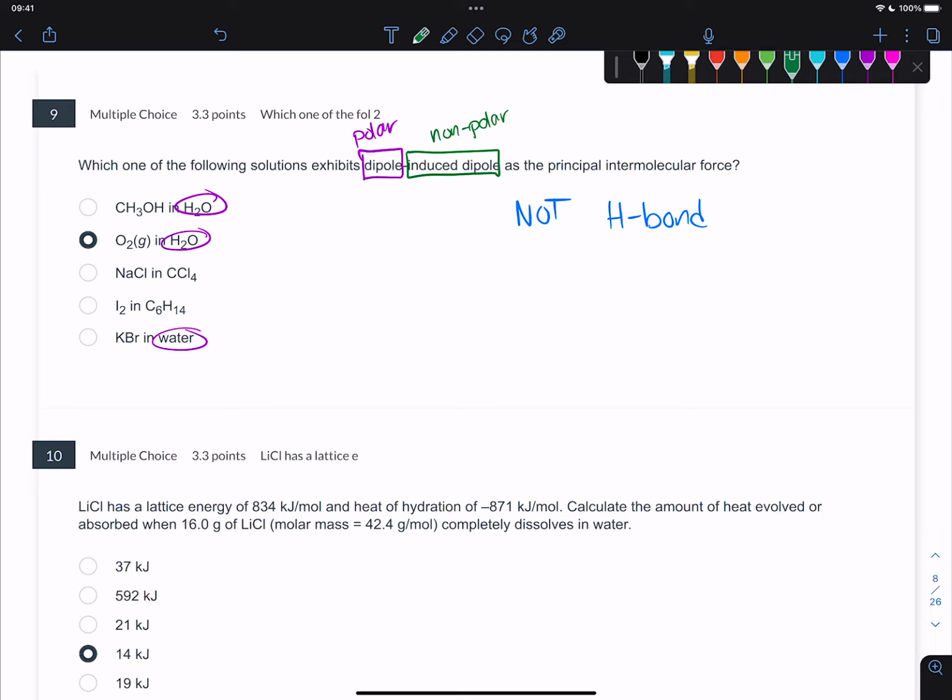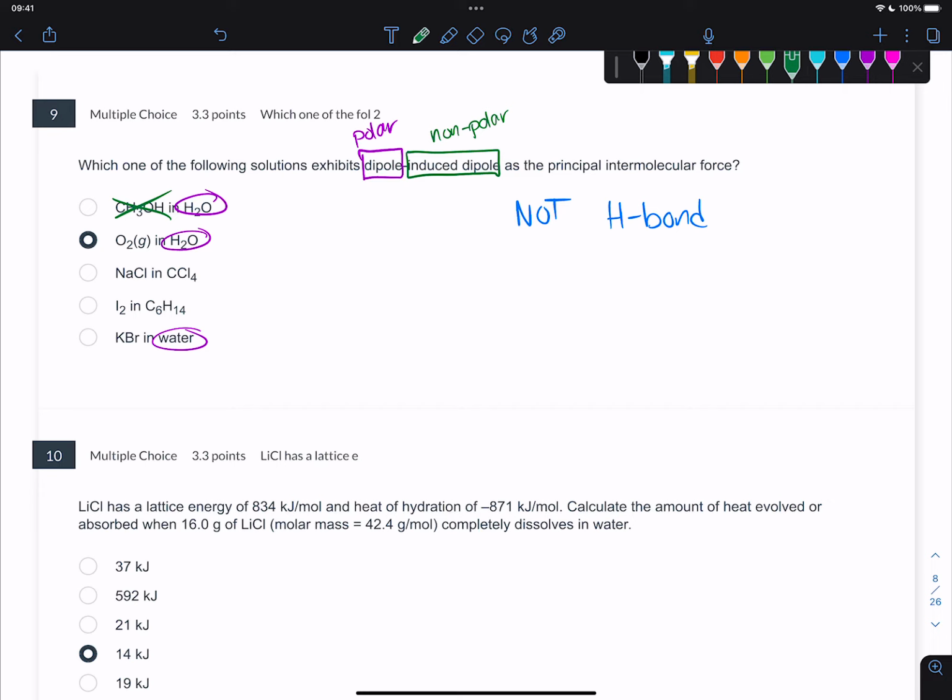This methanol is polar, so this doesn't, that would be dipole-dipole. If you dissolve methanol in water, you have a polar thing and a polar thing. So because methanol is polar and water is polar, that's not the right type of relationship. Skip down to the third one.